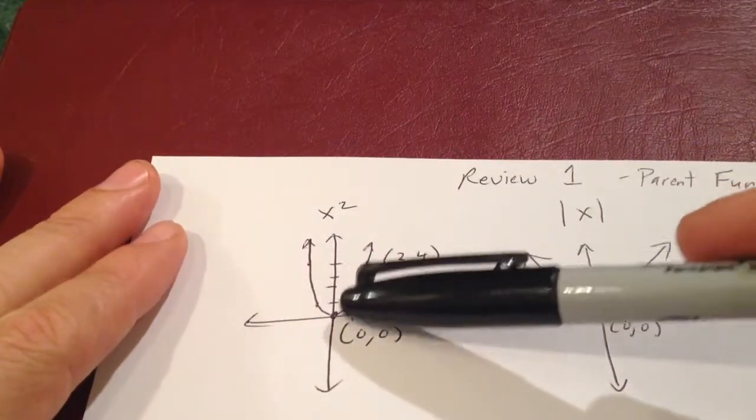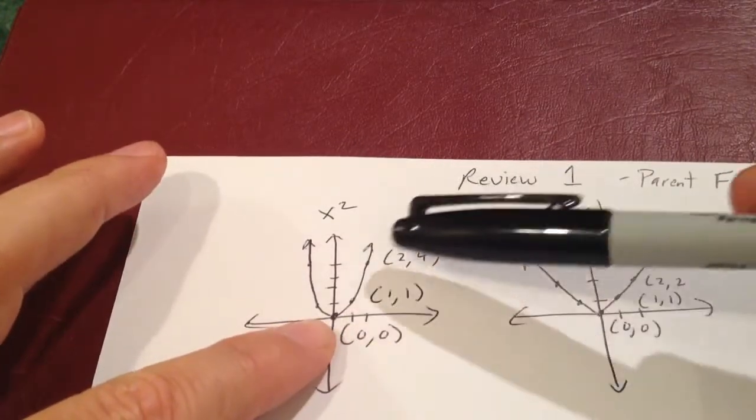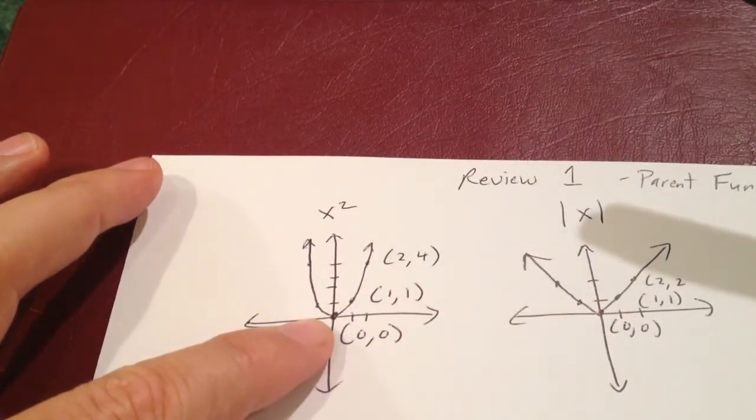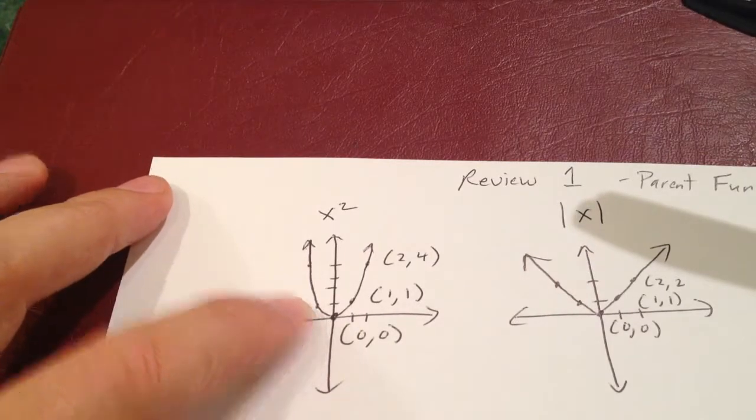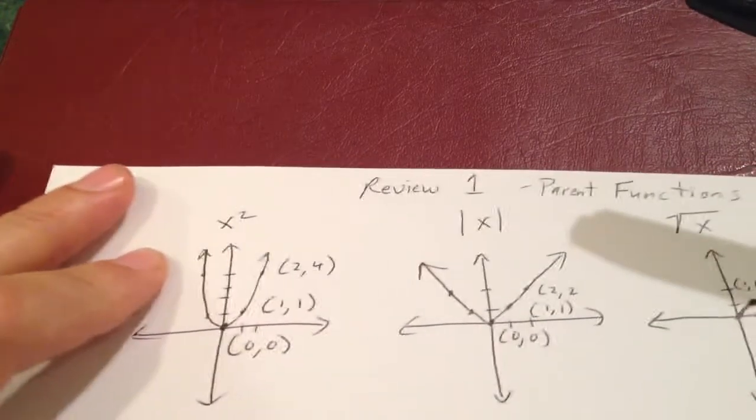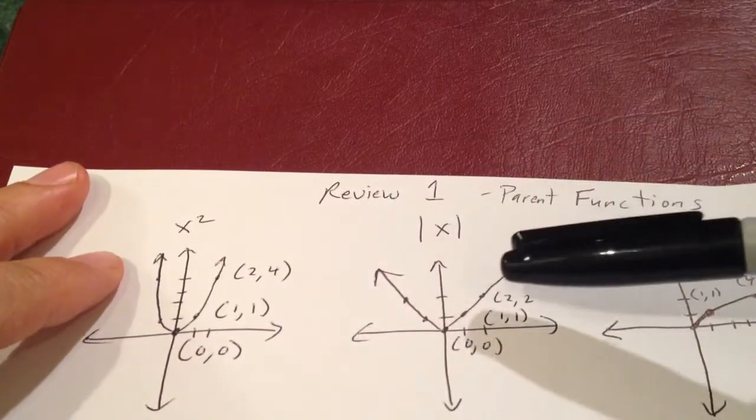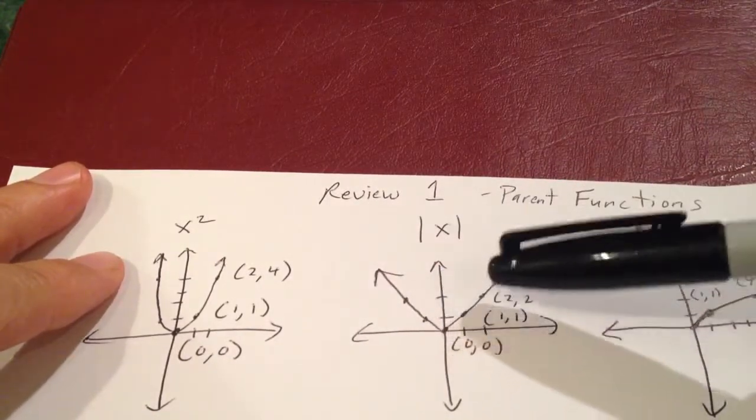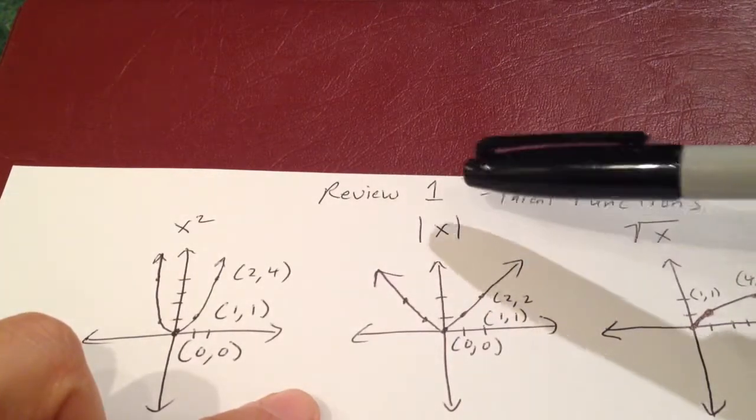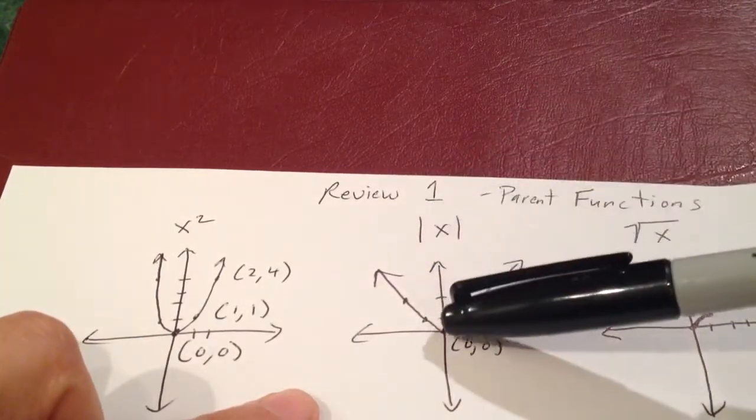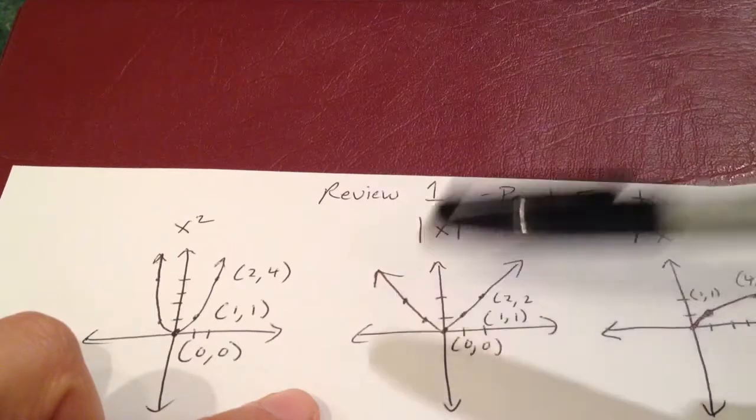Parabola, x squared: 0, 0, 1, 1, 2, 4 are some of the key points that you typically see in a table, and then the reflections, negative 1, 1, and negative 2, 4. Over here, we've got our absolute value function, which is 0, 0, 1, 1, 2, 2, and then the reflections, because absolute value means change that value to positive, or the distance from 0. So it's negative 1, 1, and negative 2, 2.